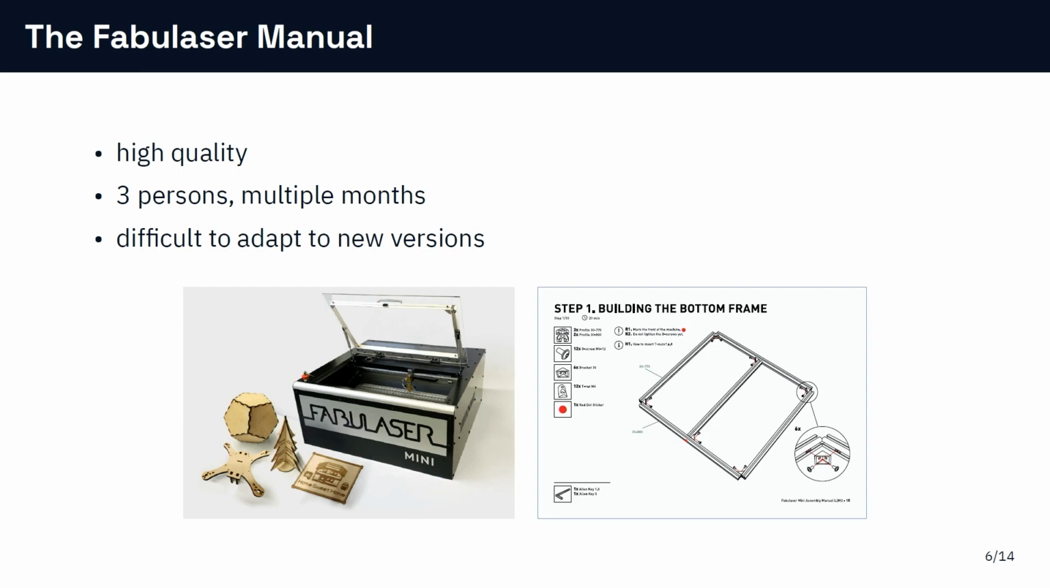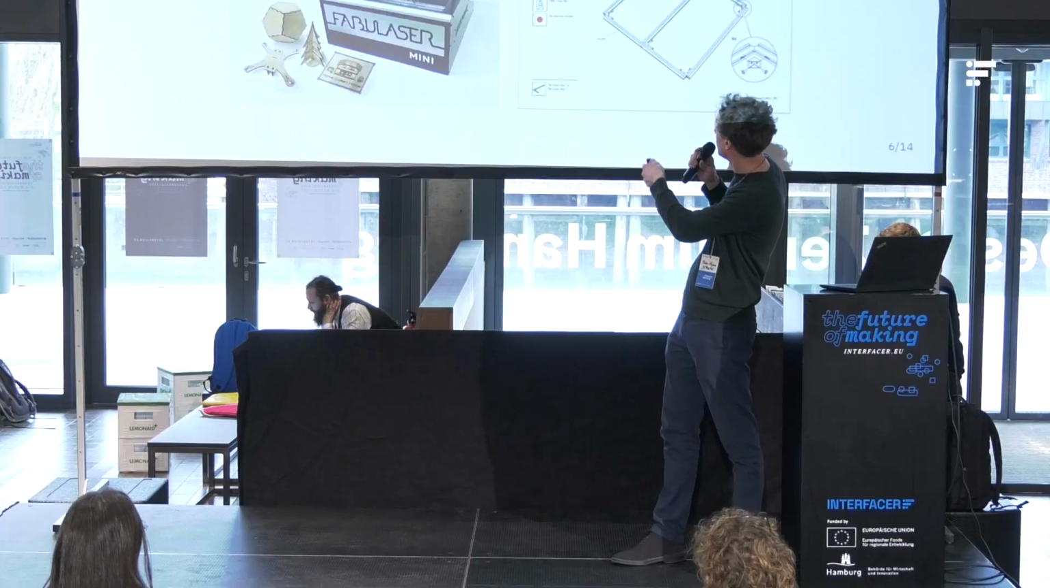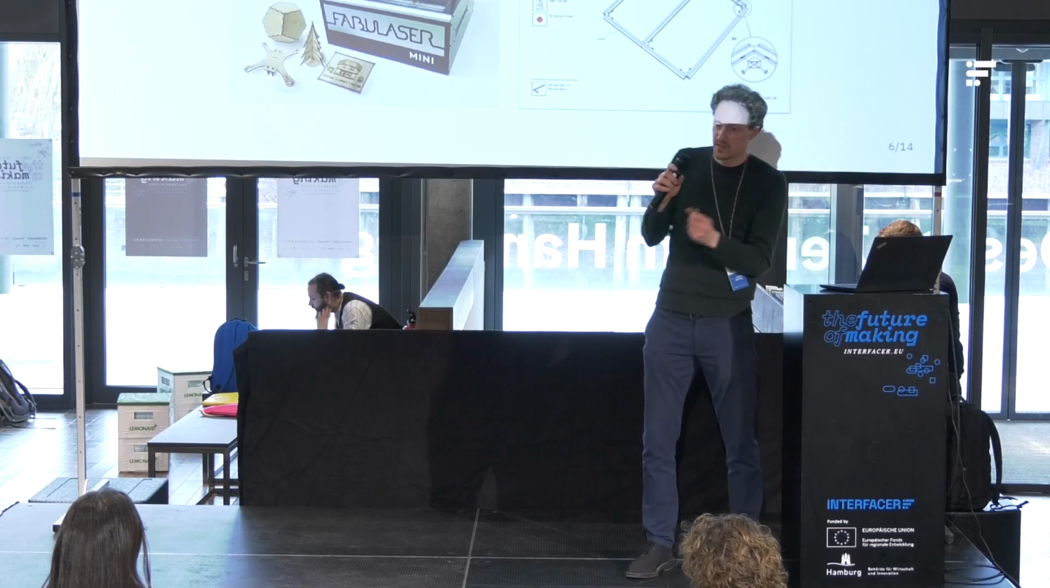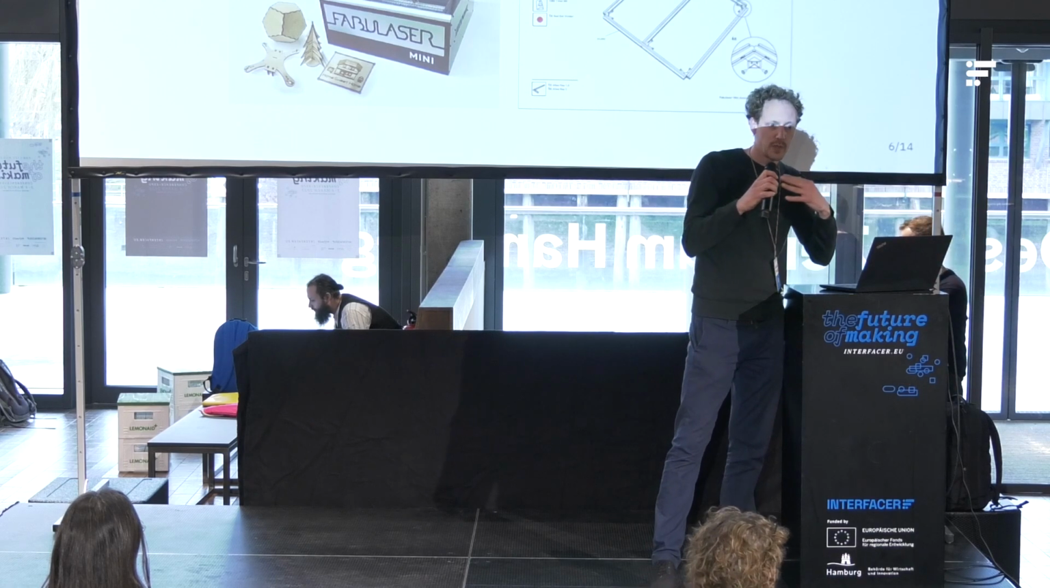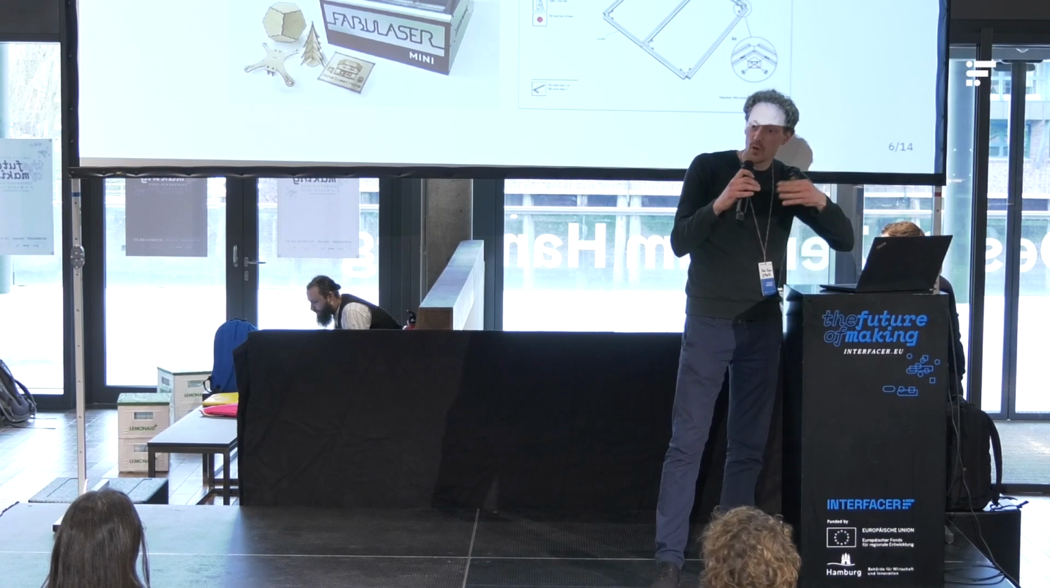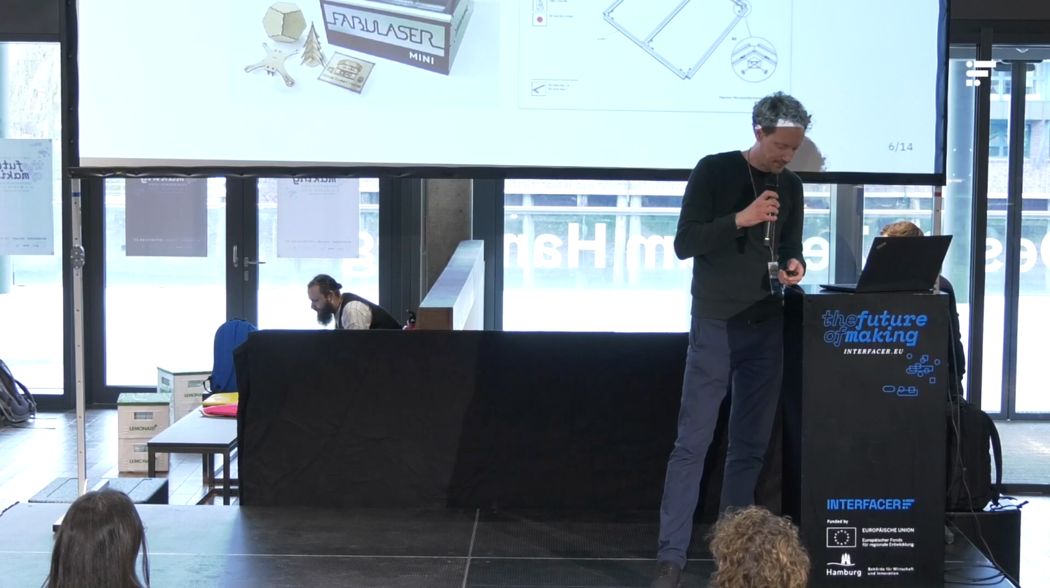If the design changes, it's very difficult to incorporate this into a new manual. It's easy to make mistakes. For example, all the screws that are used in this particular assembly step are counted manually and then mentioned in the top left. It's mentioned here, but it's counted by hand. And of course, this requires lots of discipline to keep this always up to date, and that's a problem.